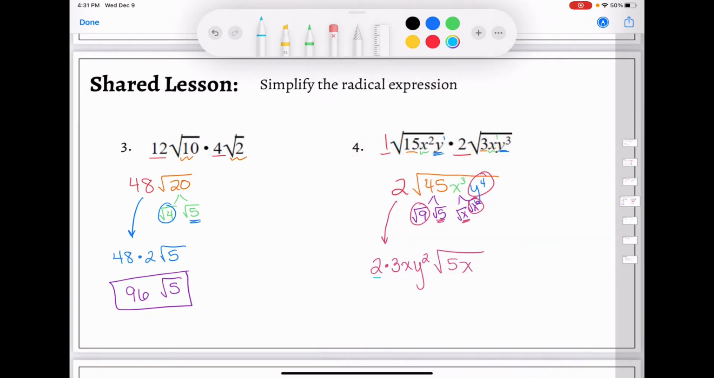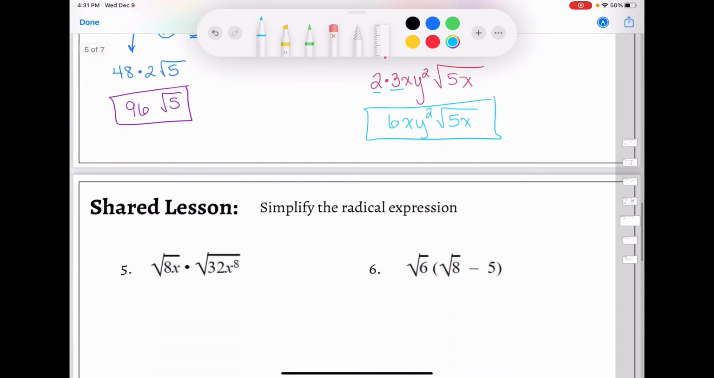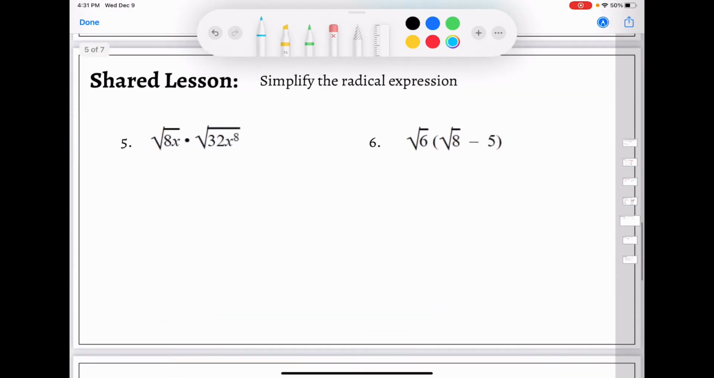All right, now I just need to multiply the 2 times 3 on the outside, so I get 6xy squared radical 5x for my final answer on this one. So again, just multiply first and then simplify like we've been doing this entire time. All right, let's take a look at number 5 here. I've got radical 8x times radical 32x to the 8th. See if you can pause your video and do this one on your own.